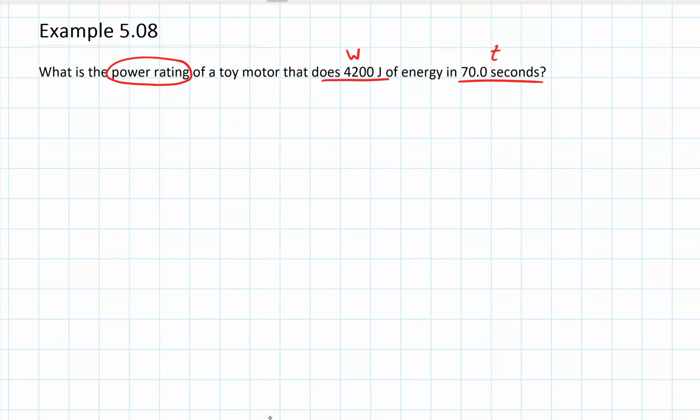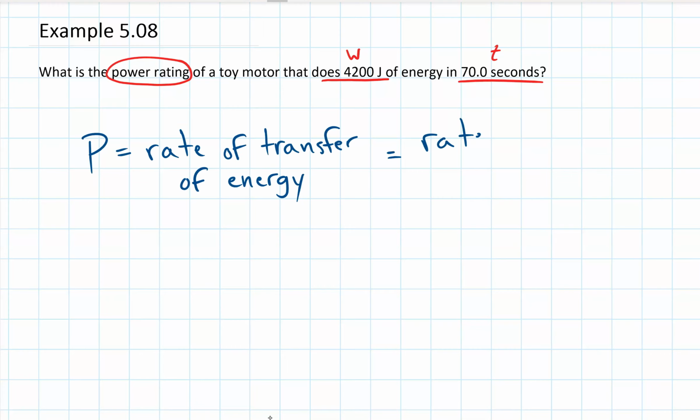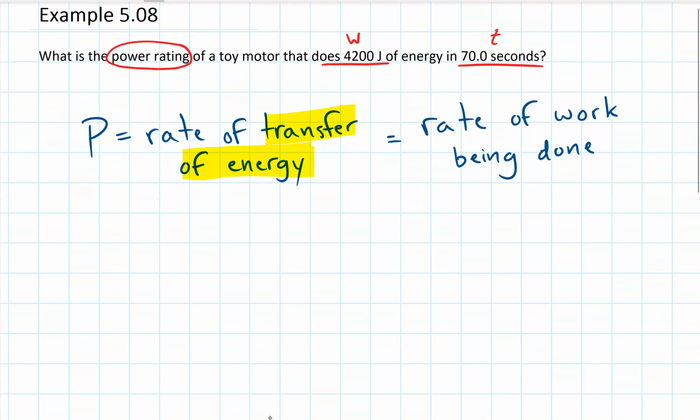Well, we need to know a couple things. So power is the rate of transfer of energy. So transfer of energy right there, that by definition is work. So really power is the rate that work is being done on an object. So when we look at that in its formula way of writing that, we have that power is equal to the work being done divided by the time it's taking to do that work.